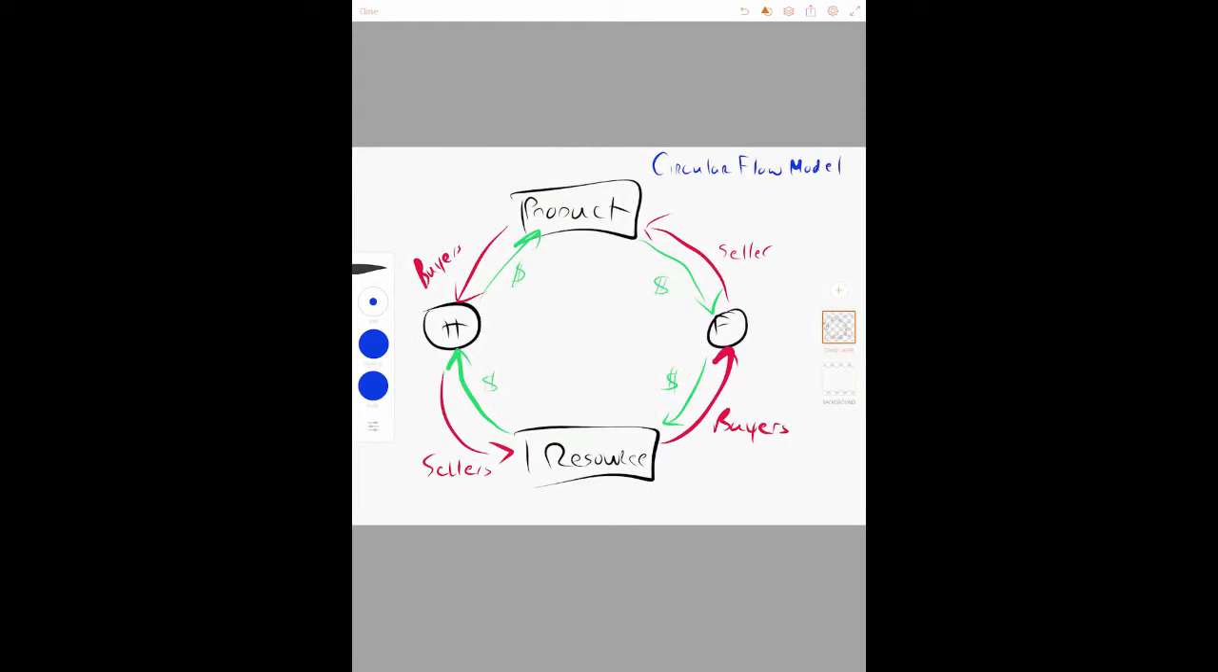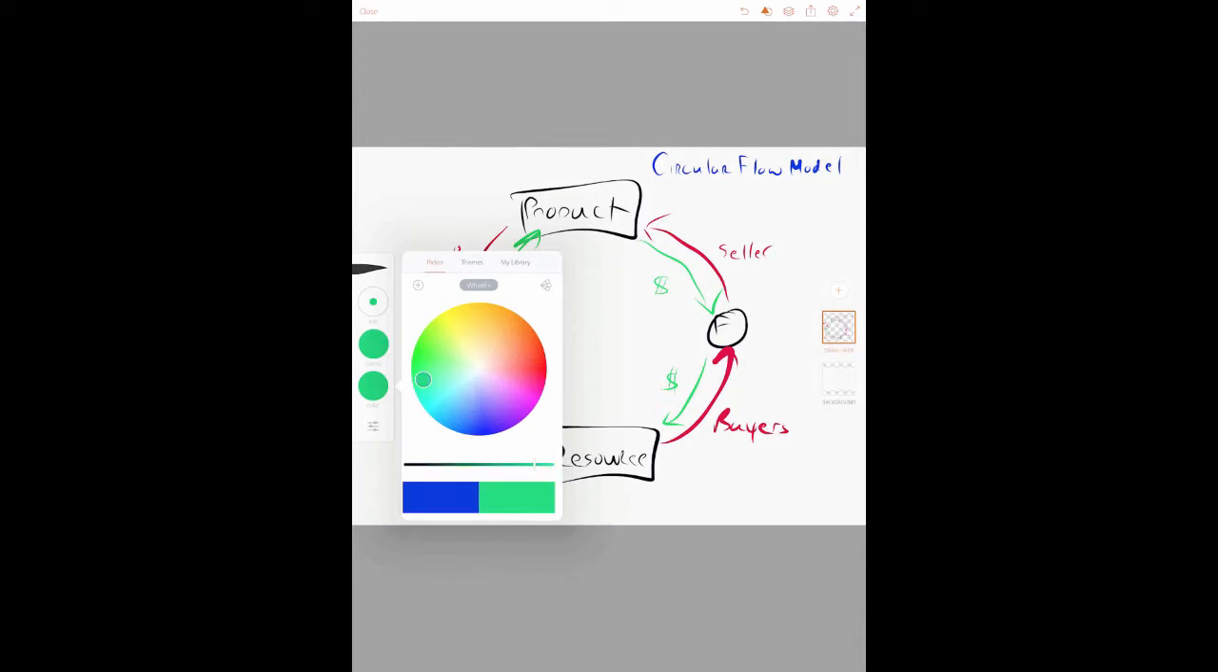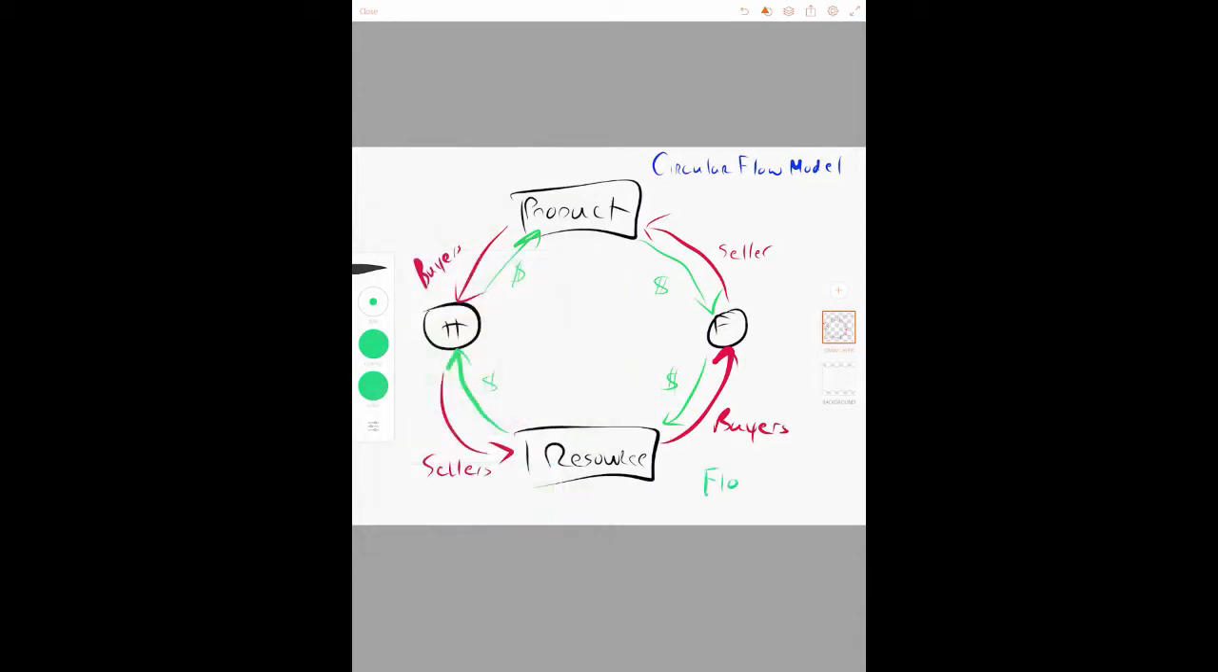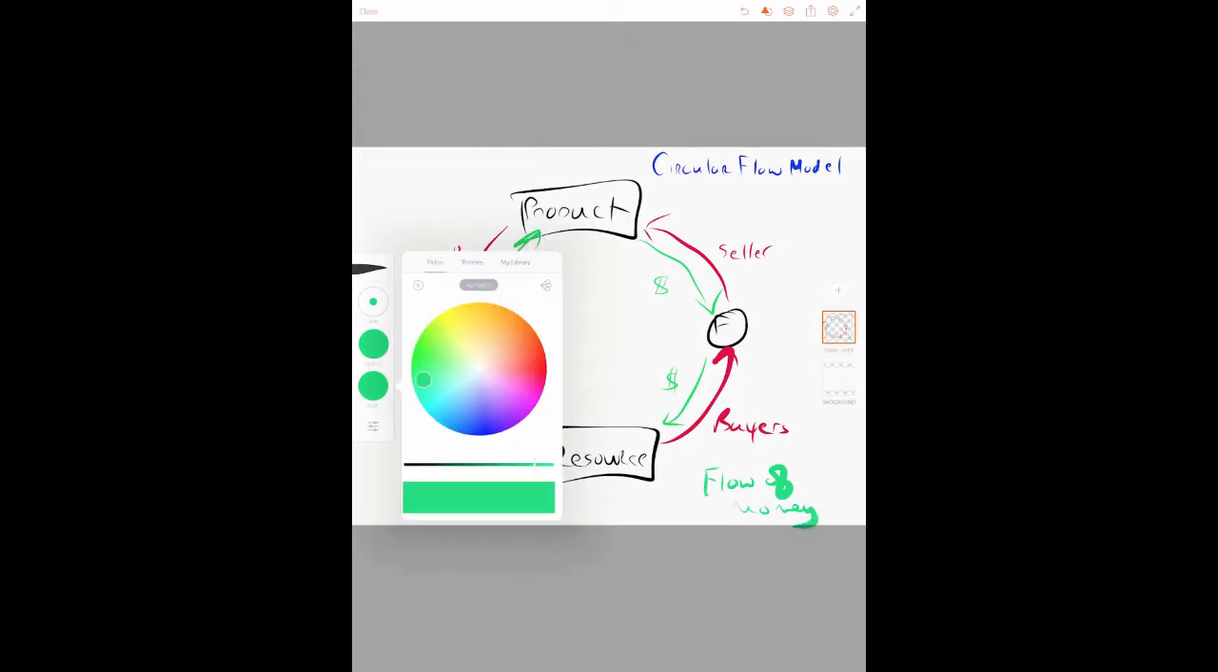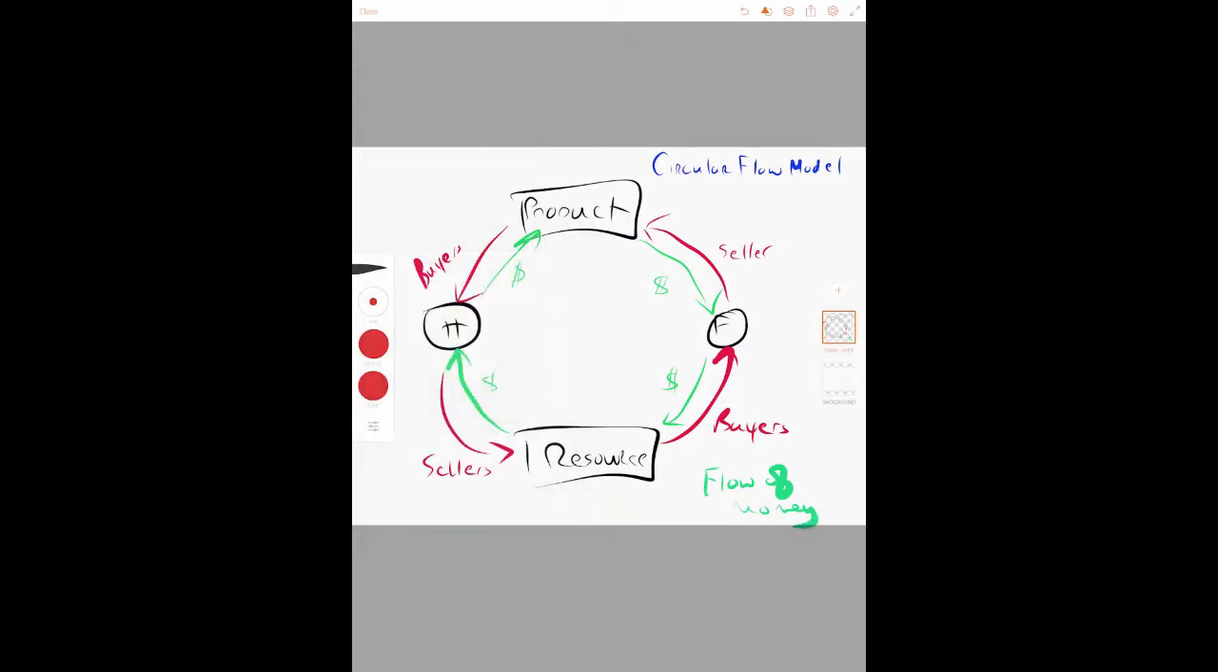So the green flow is the flow of money, and the red flow is the flow of goods and services. That goes around and around and around in the economy. This is an incredibly powerful little model, and very simple and very accurate. That's one of the things that makes this such a great model.